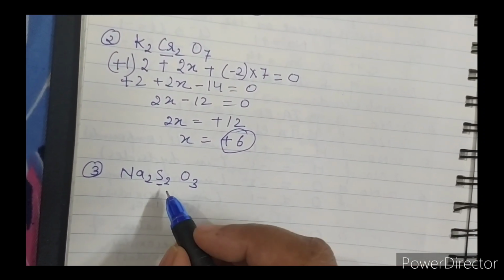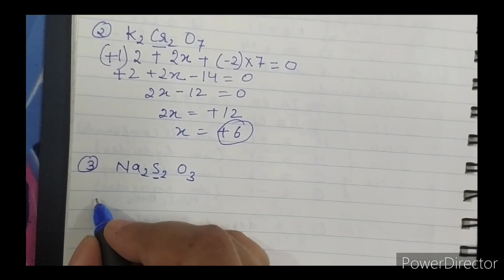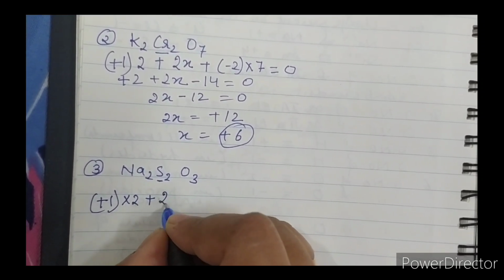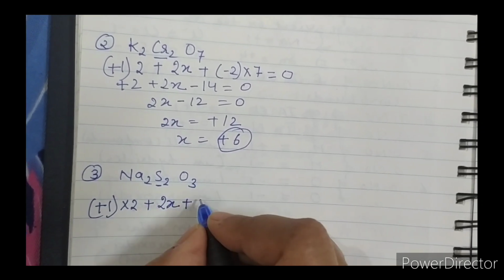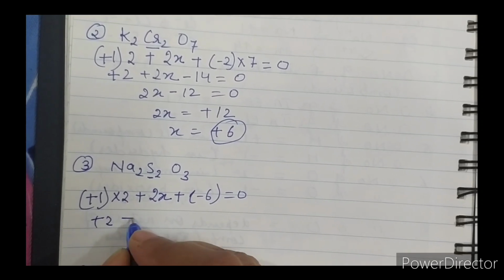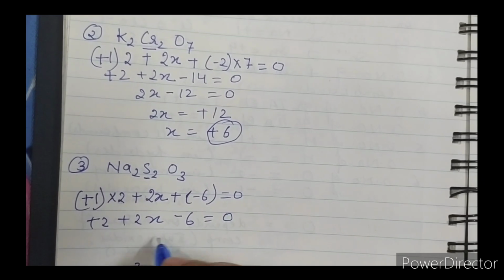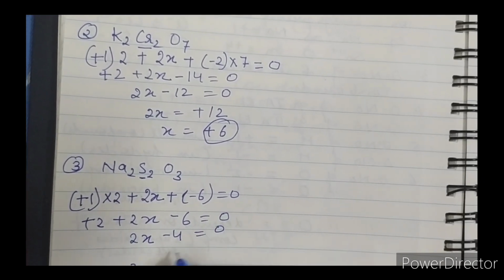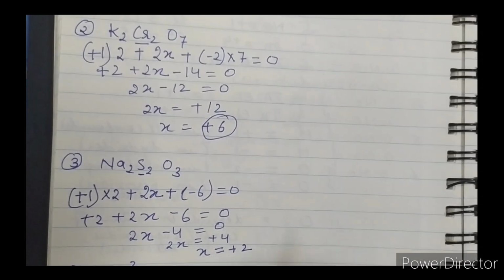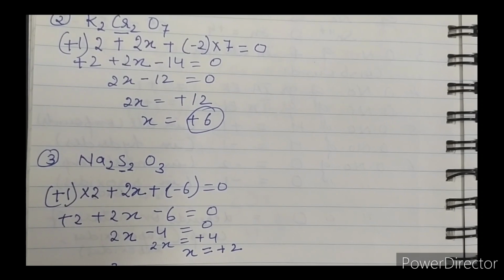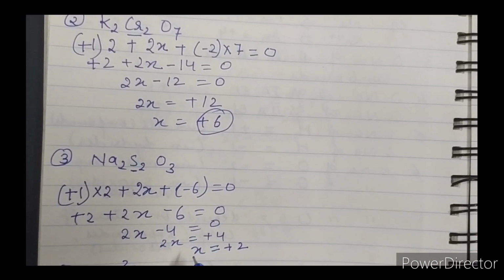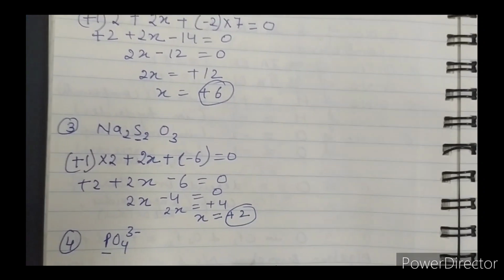Another example is sodium thiosulfate, where you have to find the oxidation number of sulfur. Sodium is again an alkali metal, so we take the oxidation number as +1 into 2, plus sulfur, which we assume as X, and there are 2 atoms, so 2X, plus oxygen, -2 into 3, that is -6, again equal to 0 because it is a neutral molecule. Now solve it further. +2 + 2X - 6 = 0, so 2X - 4 = 0, that is 2X = +4, and you get the value of X as +2. So the oxidation number of sulfur in thiosulfate will be +2.